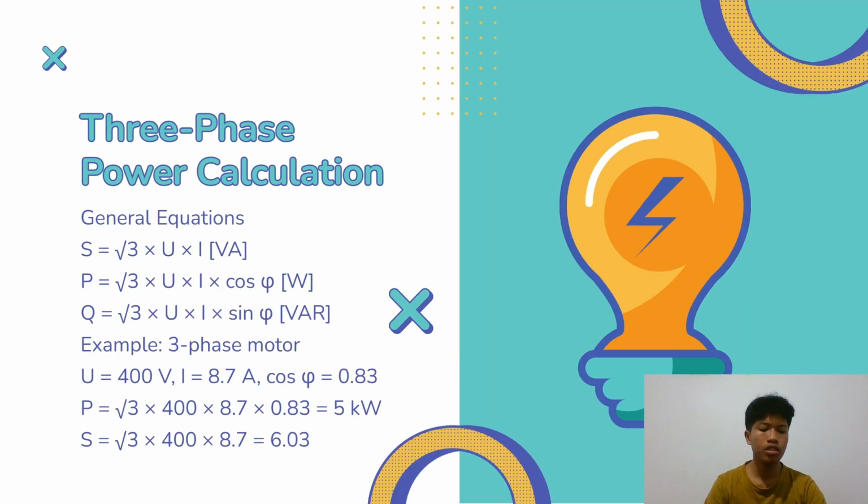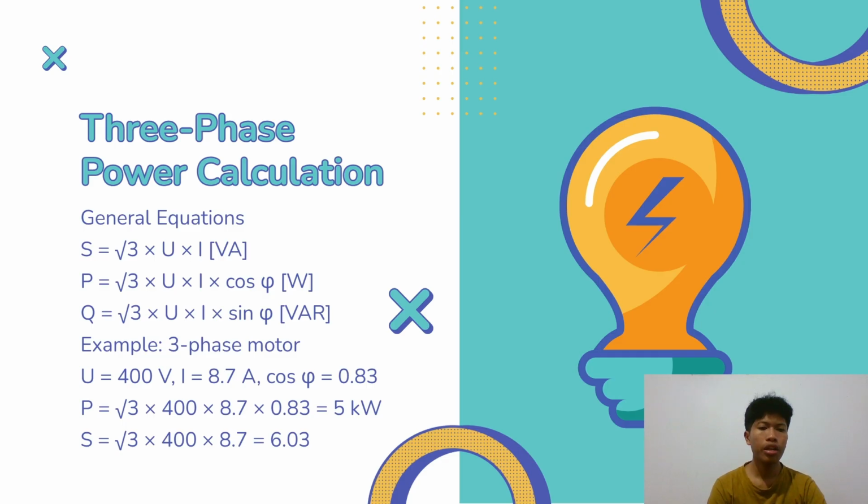And the next is the three-phase power calculation. The general equations are: apparent power S equals root 3 times U times I, measured in volt-amperes. The second is real power P equals root 3 times U times I times cos φ, measured in watts. Reactive power Q equals root 3 times U times I times sin φ, measured in VARs.